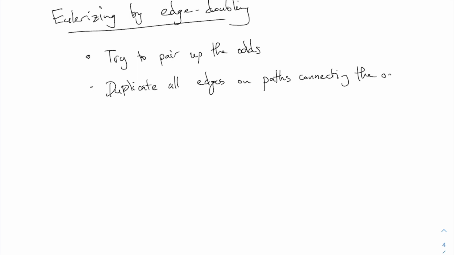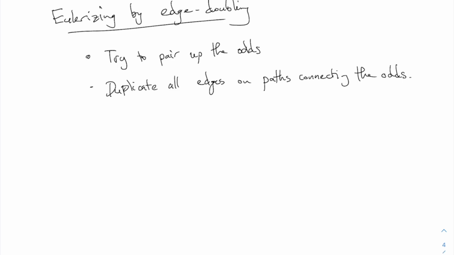connecting the odds. If you get lucky, the odds are just already next to each other along a single edge, so you just duplicate that one edge, but sometimes you'll have to duplicate more than one edge at a time in order to make it all work out. All right. And this is how you can draw minimum duplication circuits.